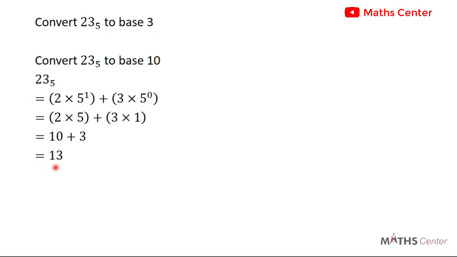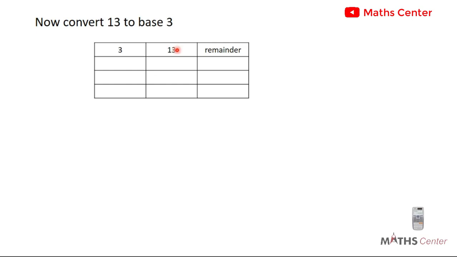But we don't want it in base 10. We want it in base 3. So we have to convert 13 to base 3. You divide 13 by 3, and that gives us 4, remainder 1. You divide 4 by 3, it gives us 1, remainder 1. Since 1 is less than the divisor, you write it as the last digit. So 13 in base 10 is 1, 1, 1 in base 3. So we can say that 23 base 5 is actually 111 base 3.